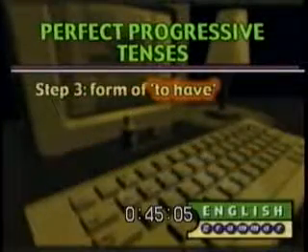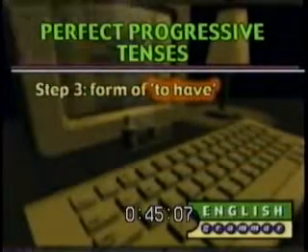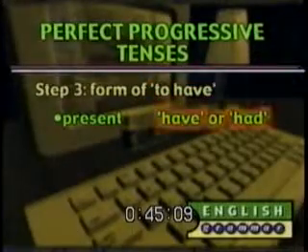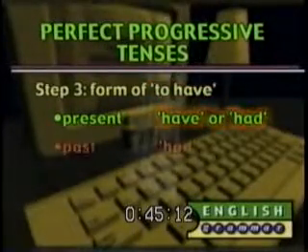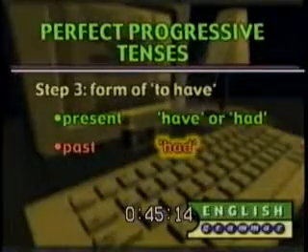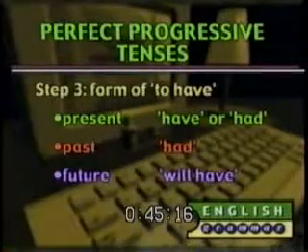Step 3. We use a form of the verb to have. For the present perfect progressive, we use have or has. For the past, we use had, and for the future, will have.